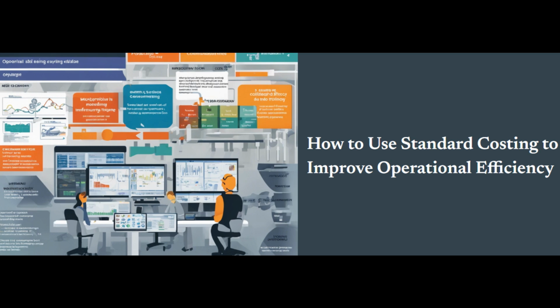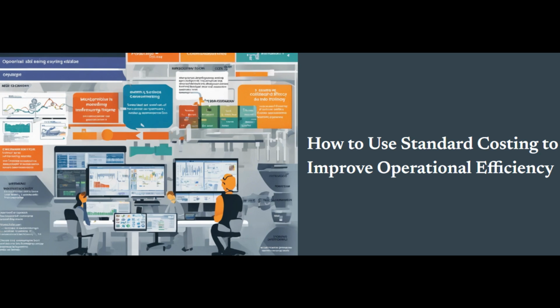One way to do this is by using variance analysis to inform your Kaizen events or lean manufacturing initiatives. By targeting the areas with the largest or most persistent variances, you can focus your improvement efforts on the most impactful opportunities. This could involve optimizing material handling processes, streamlining production workflows, or upskilling your workforce to improve productivity.